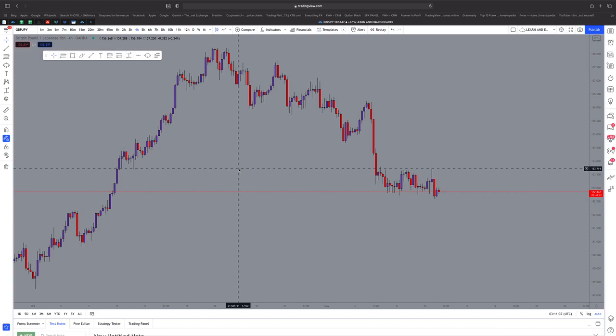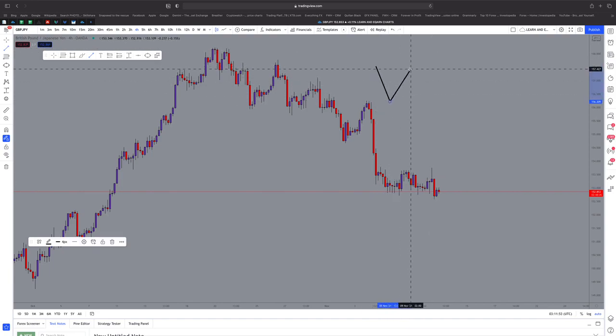Note that when drawing trend lines, the more touches the trend line has, the stronger the reaction of the trend line becomes. Your key highs for a downtrend are your lower highs.